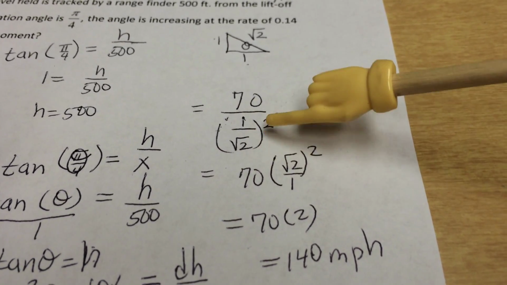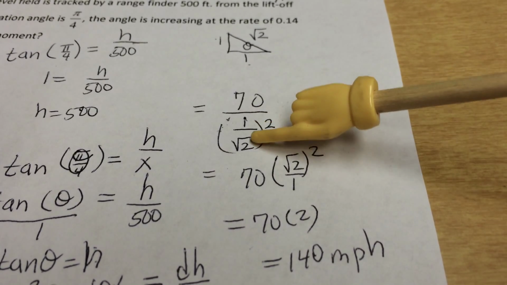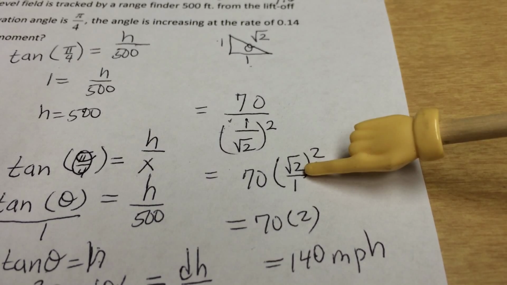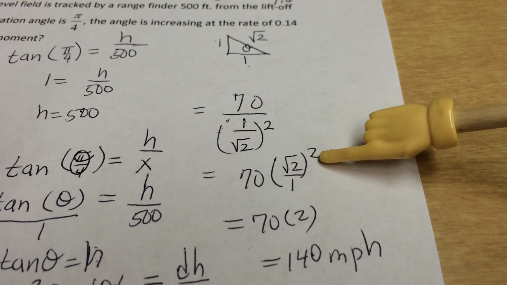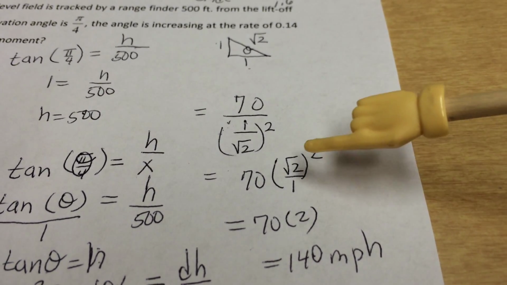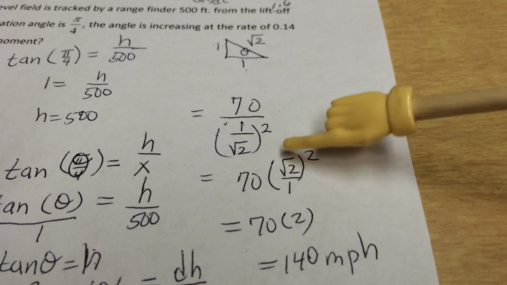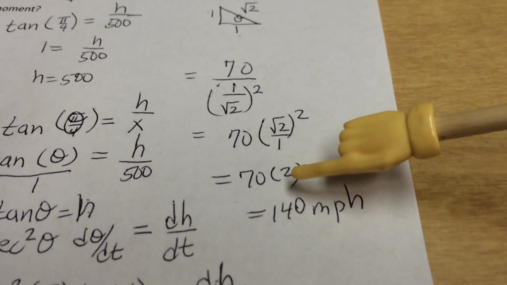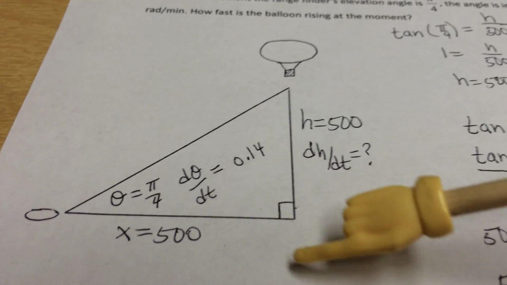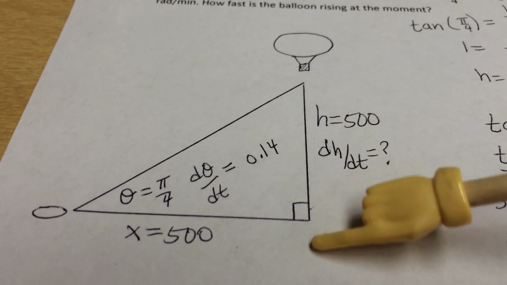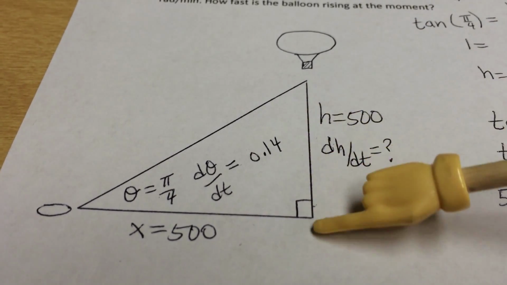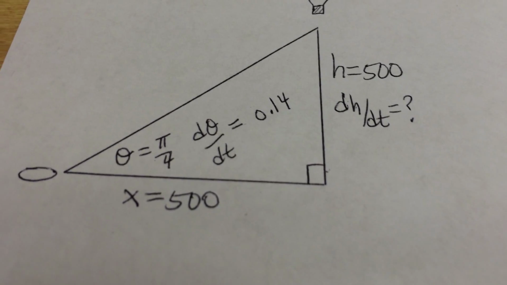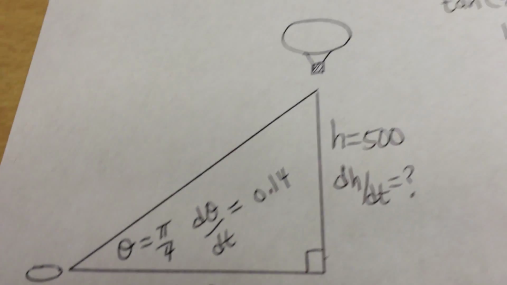Okay. So now this is a fraction, so we did the reciprocal of that fraction, and that brought this up instead. And this is still squared. So when I take the square of a square root, they cancel each other out. Then you have a 2. And so 70 times 2 is 140. So that means the rate of this balloon going up is 140 miles per hour. Okay? So that is the section that we're going to work on for this.